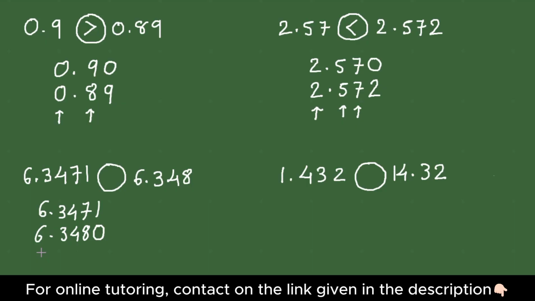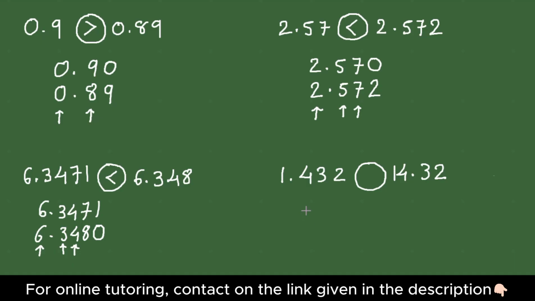Now start comparing digits from left to right. So first digit is 6 which is same in both the numbers. Then we have 3 which is same in both the numbers. Then we have 4 which is also same in both the numbers. But after that we have 7 and 8. 7 is smaller than 8. So 6.3471 is smaller than 6.348.